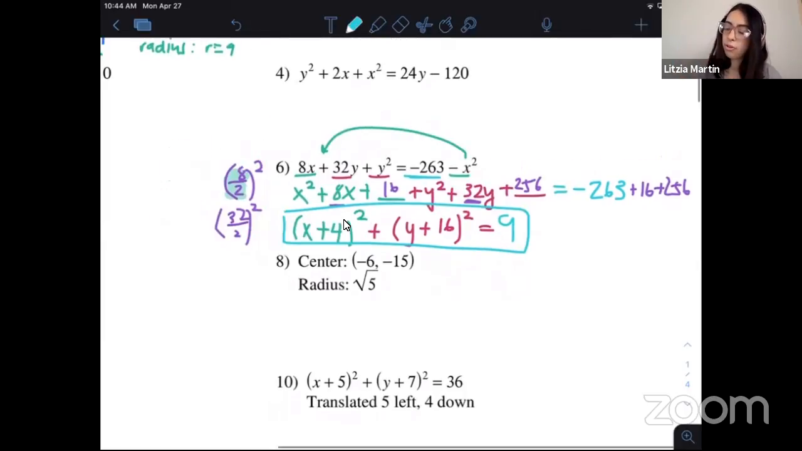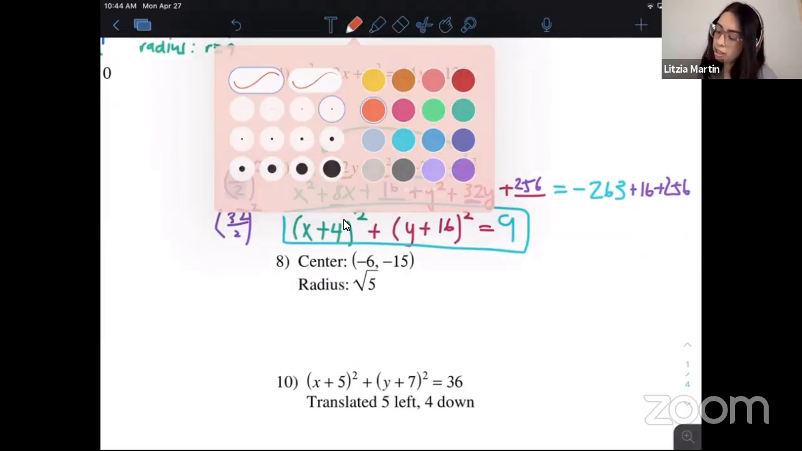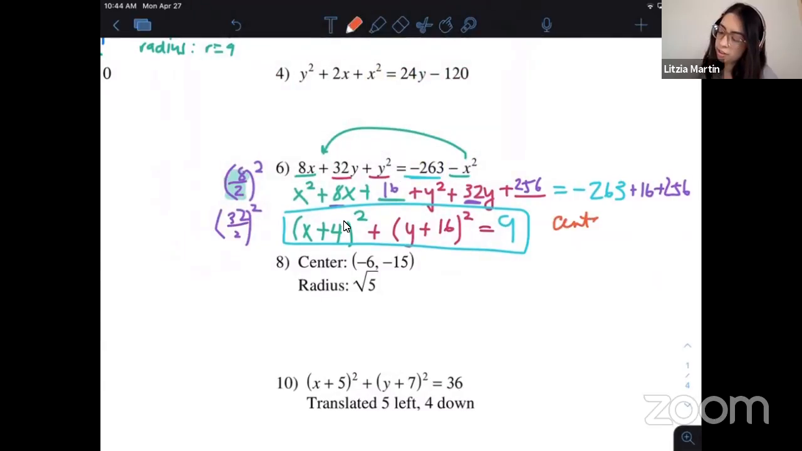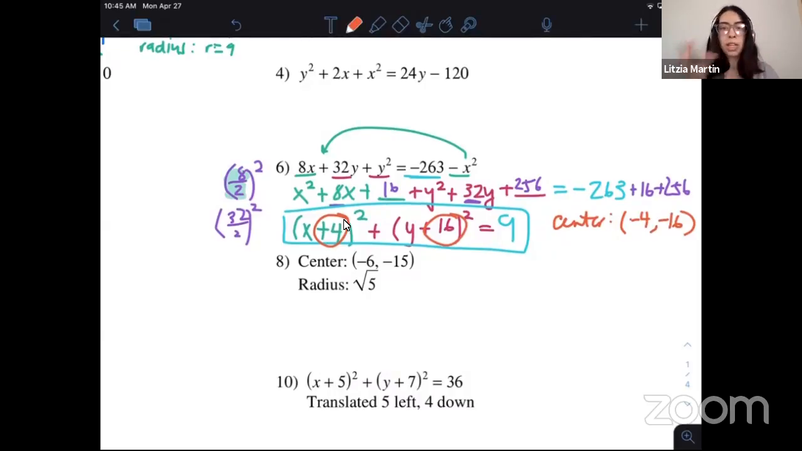Just for fun, our center will be negative 4, comma negative 16. So we're just taking those two values in the x and the y and taking the opposite of it. So negative 4, negative 16. And then the radius is the square root of that single number on the opposite side. So r is equal to 3.